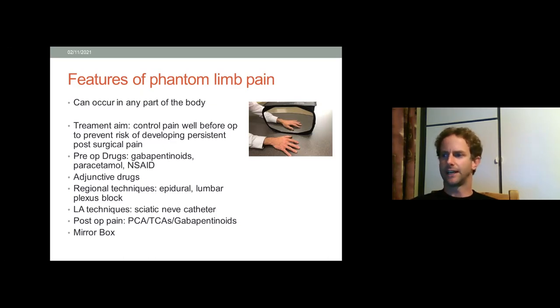Interestingly, one of the few things that actually has reasonable evidence for it is the use of a mirror box. So a mirror box is where the patient will put their amputated limb into a box and then visualize their other limb in a mirror. And this sort of tricks their brain into thinking that that's their hand, and then they can unclench their fist or move their limb into a more comfortable position. And overall, this has been shown to reduce the intensity and duration of their pain. And it's simple, cheap, and pretty effective.